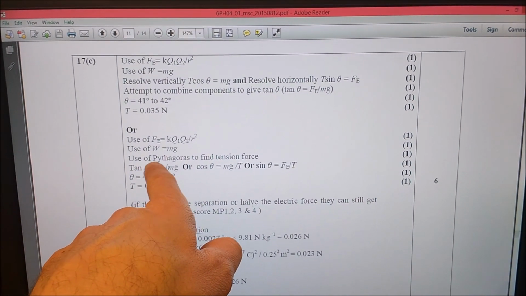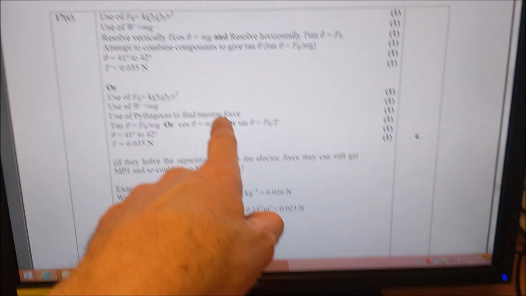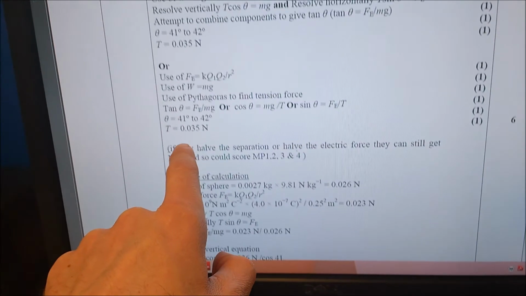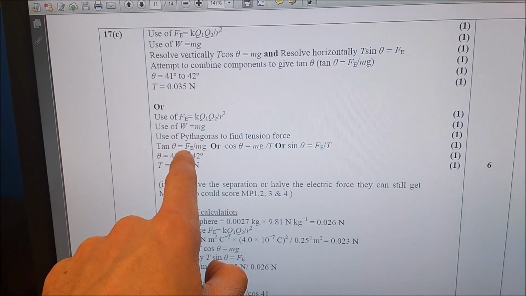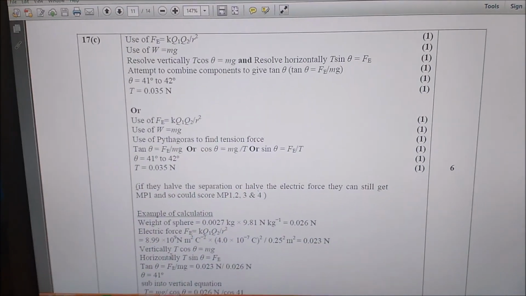In the second scenario, you can use Pythagoras to find the tension force, because remember it's a closed triangle there, and there's also a mark in the second attempt along here.